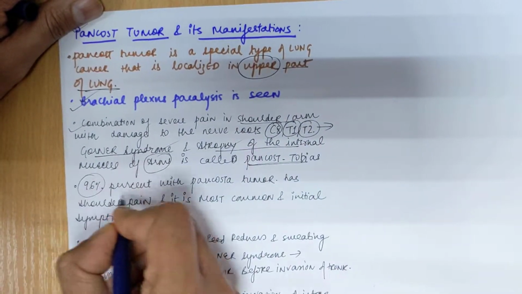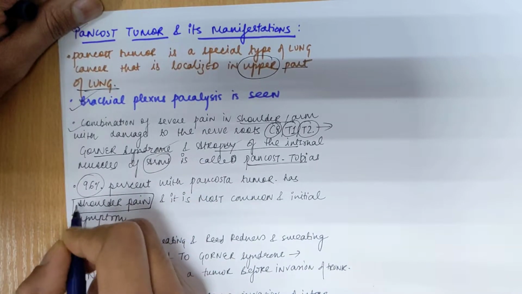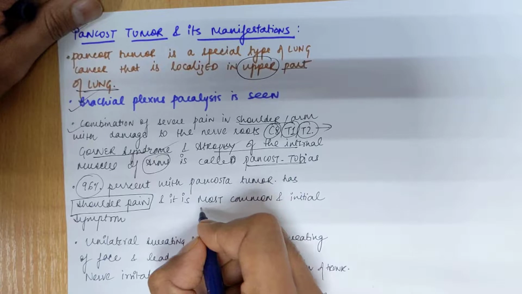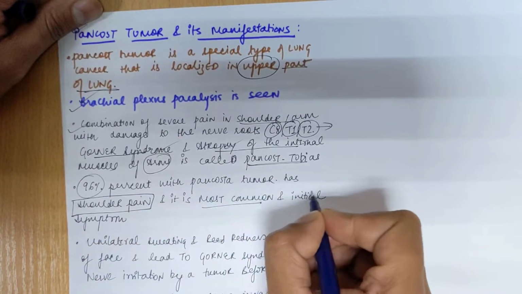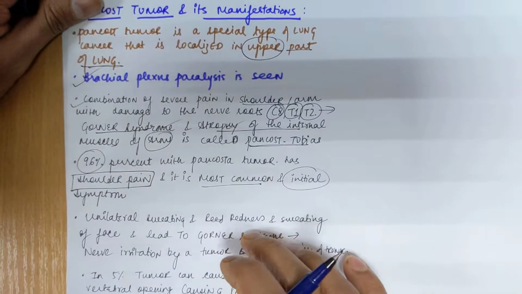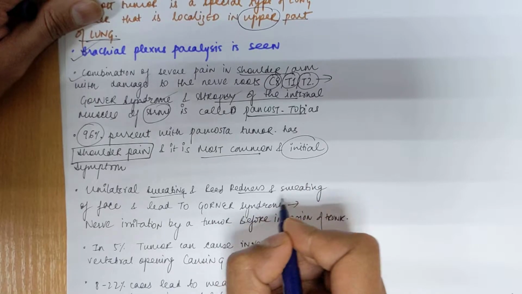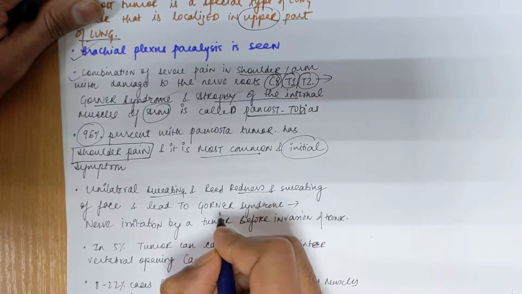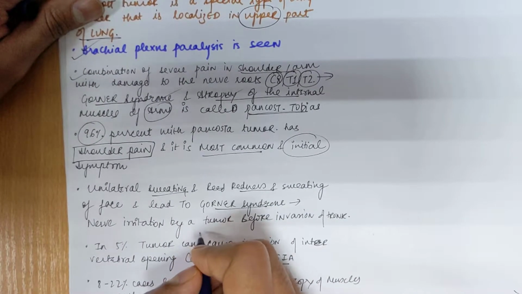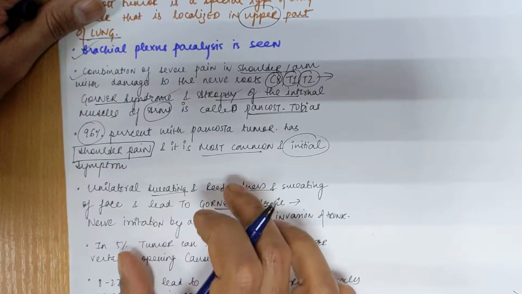In 96% of patients with Pancoast tumor have shoulder pain. So this is the first sign you will see in the Pancoast tumor, and it is the most common and the initial symptom you will see in the patient. Clear? And there can be unilateral sweating, redness of the face, and that can lead to Horner syndrome, and nerve irritation by the tumor before invasion of the trunk. So these are the signs and symptoms.